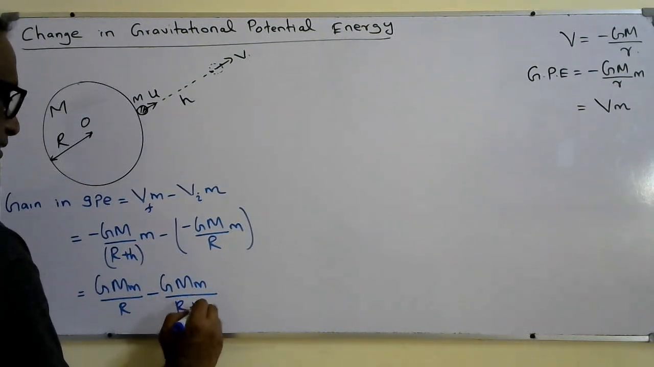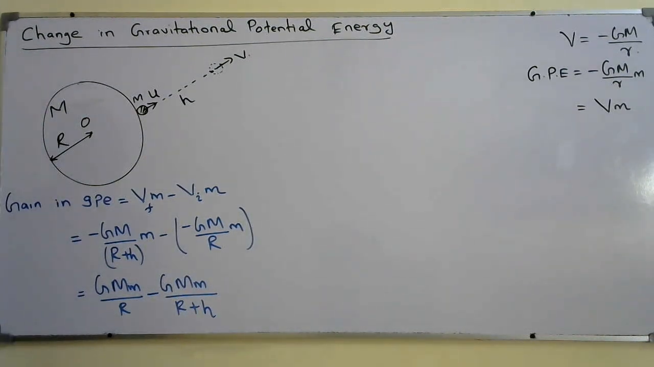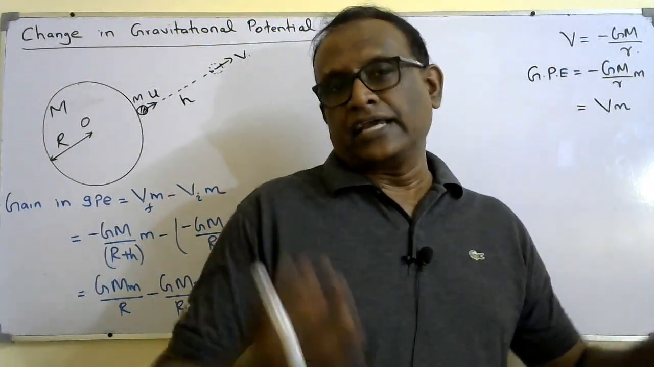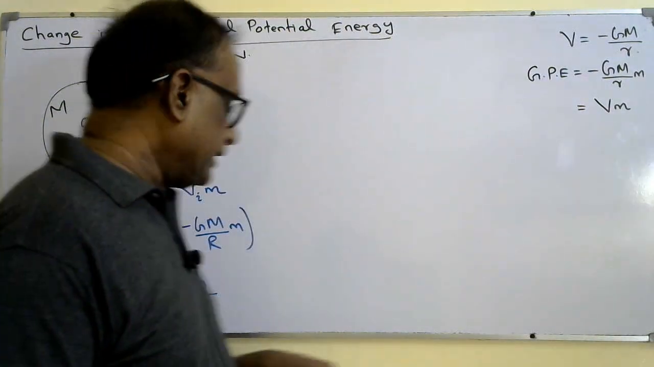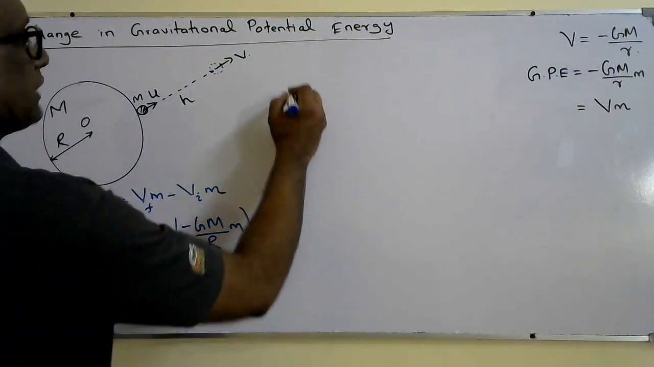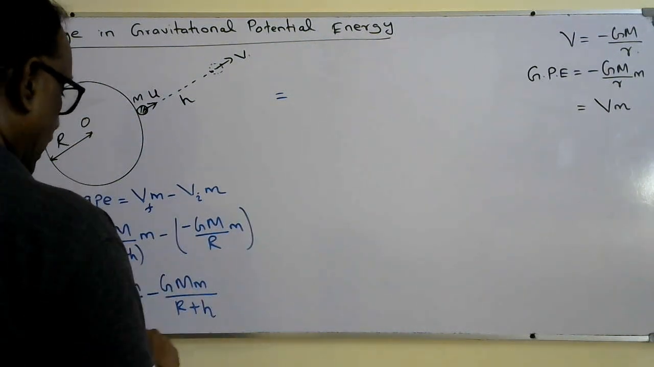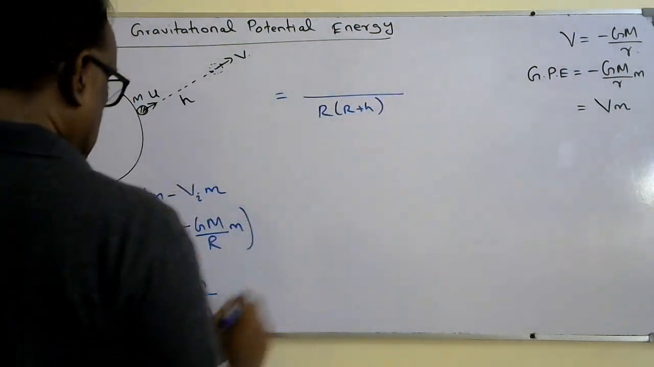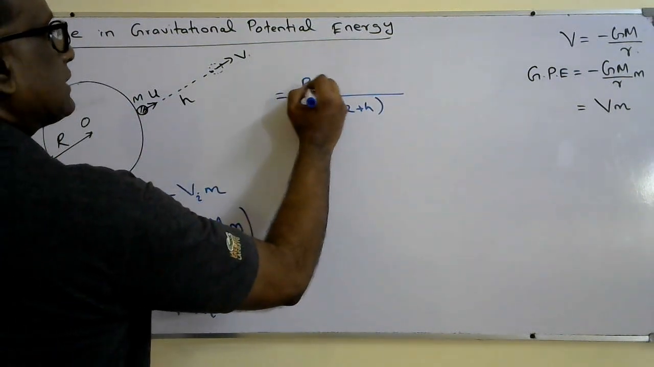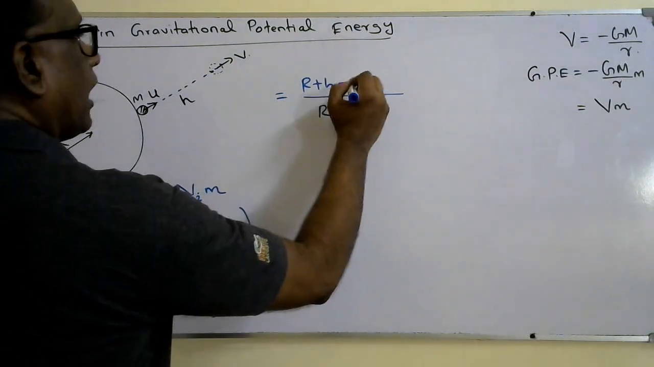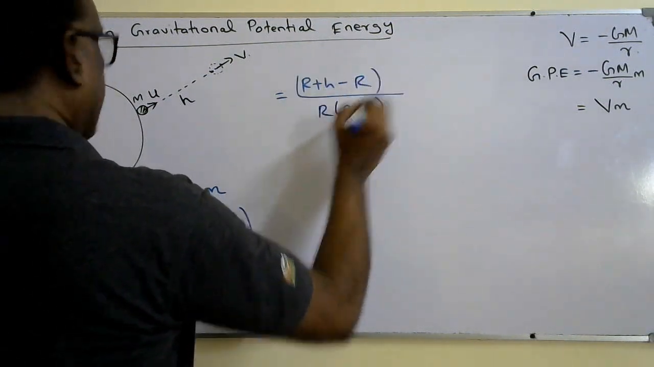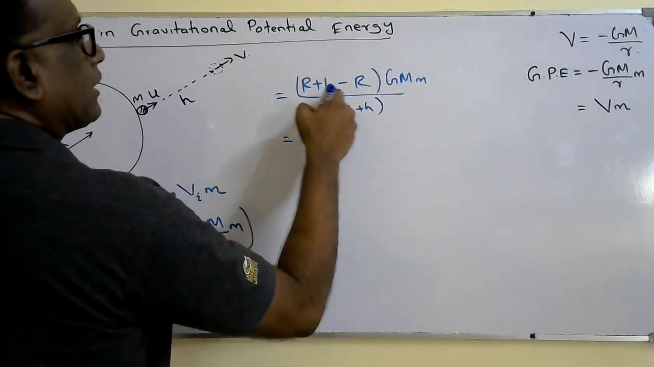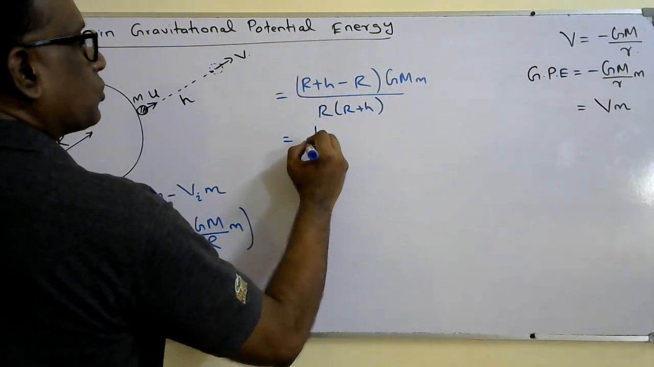Same thing what I did earlier, I am doing it again from the surface. Earlier I took two different points outside. Now from the surface, what we are using in unit 1, I am going to show that. So here the change in gravitational potential energy is going to be, take the LCM r into r plus h, so that will be r plus h minus r, into, we can take GMm common. Here r will get cancelled, h over r into r plus h into GMm.